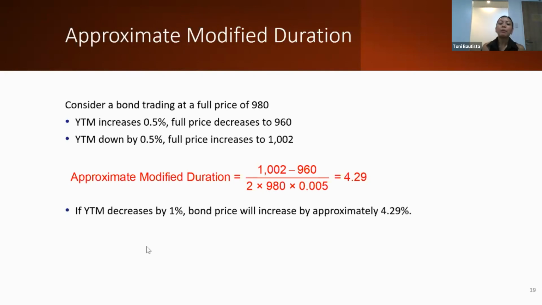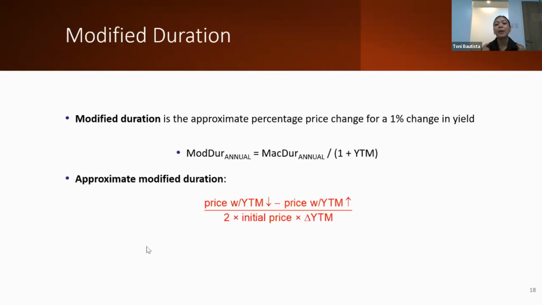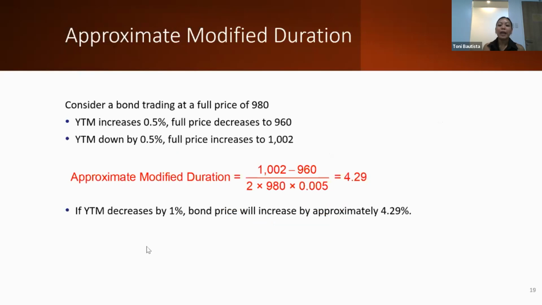How do you compute for your approximate modified duration? We will just employ our expression earlier. So you would have 1,002 minus 960 divided by 2 times 980, which is your full price, multiplied by your change in yield, which in this case is 50 basis points, or 0.005. And you have 4.29. How do you interpret this number, 4.29?